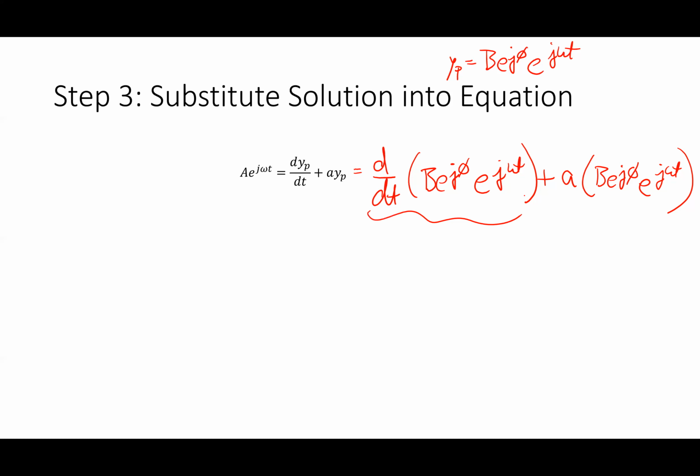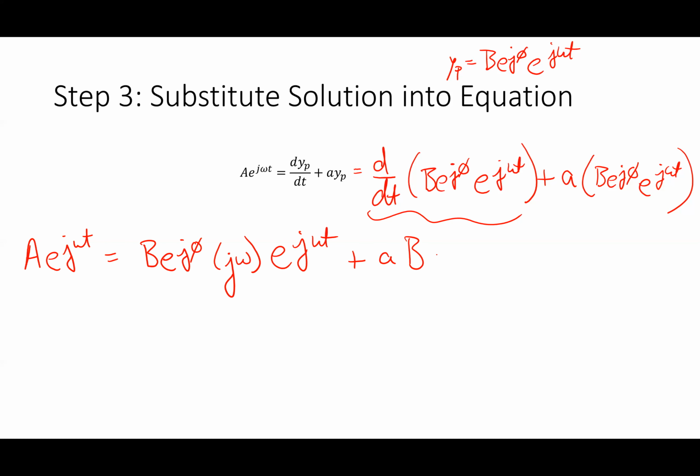What's the derivative of b e to the j phi e to the j omega t? Don't let the j's and the omegas fool you, right? It's e to the at, e to a constant times t. So if I have e to a constant times t, what's the derivative? Take the constant out, bring the constant down. So this becomes b e to the j phi times j omega times e to the j omega t, plus little a times b e to the j phi e to the j omega t.